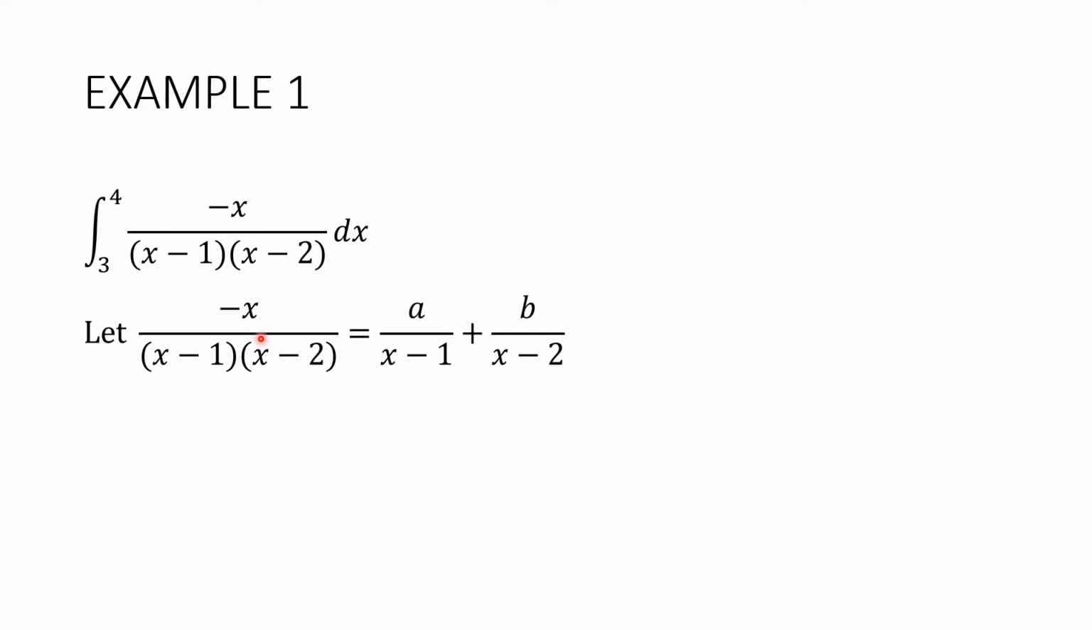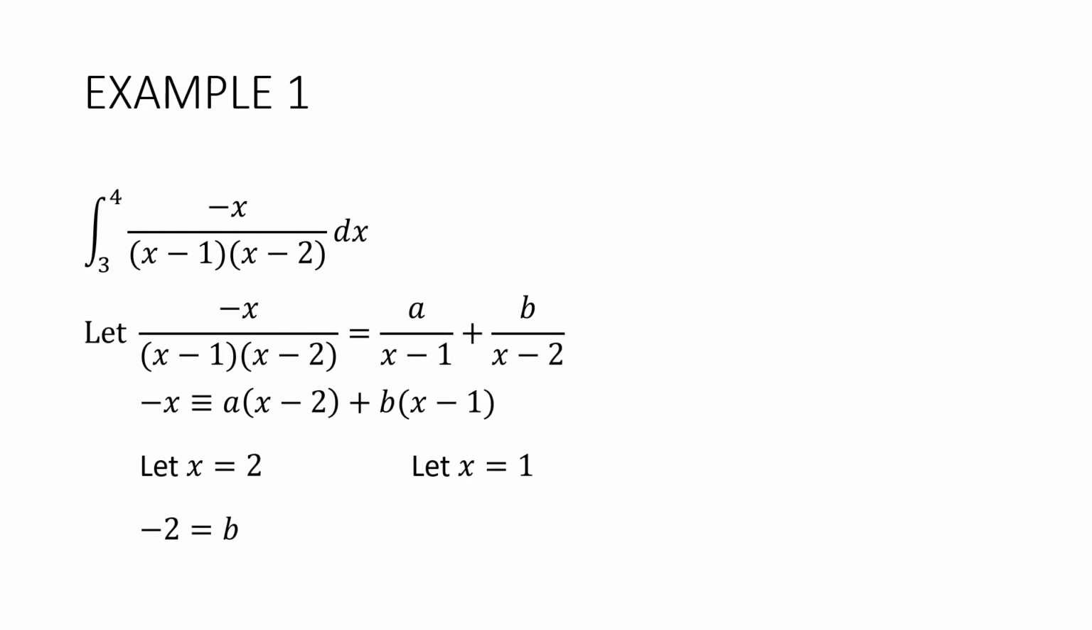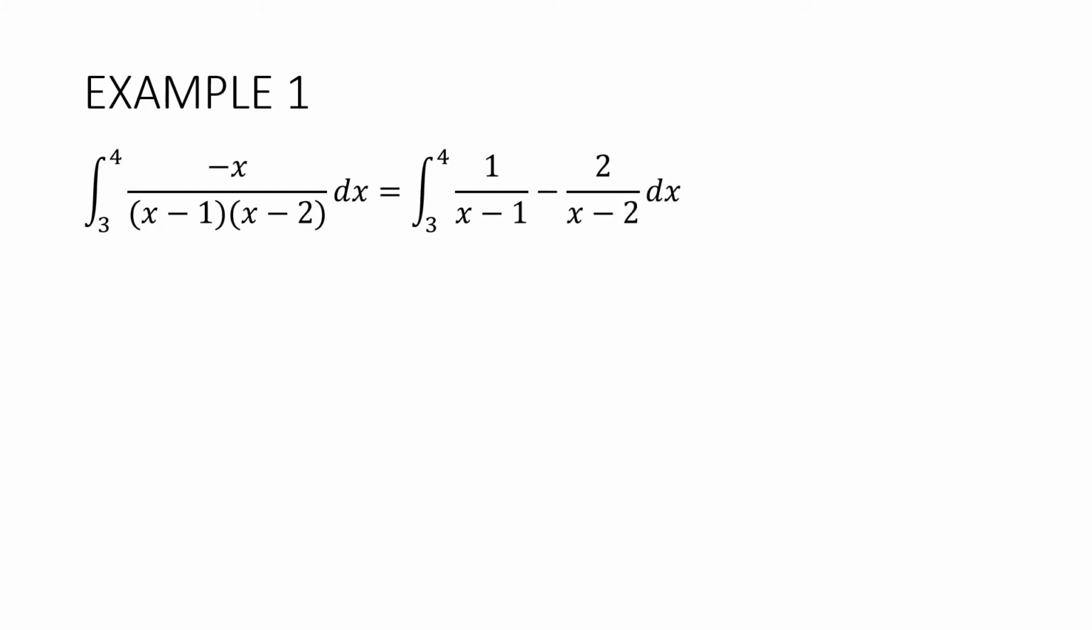And I've skipped a line here. I'm going to let negative x equal a multiplied by x minus 2 plus b multiplied by x minus 1, like this. Let x equal 2. That's going to wipe this out. I'm going to end up with negative 2 is equal to b. Now I'm going to let x equal 1. That's going to wipe this second term out. I'm going to end up with negative 1 is equal to negative a. And so a is equal to 1. And so we can rewrite our integrand as 1 over x minus 1 take away 2 over x minus 2. And we're ready to integrate.